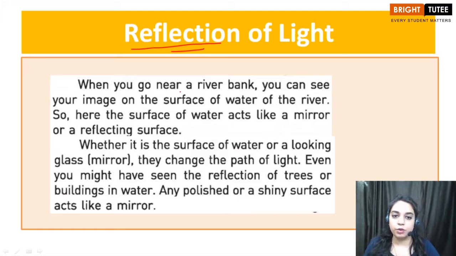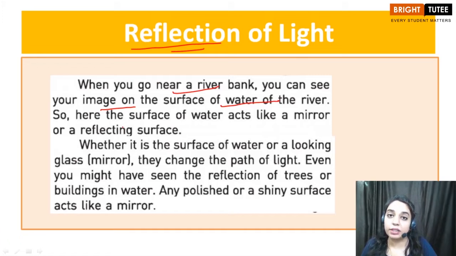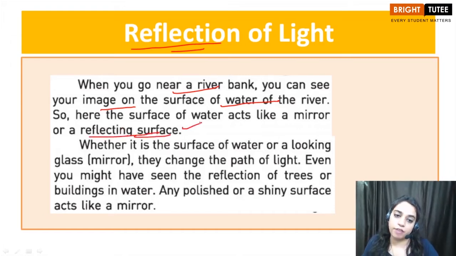So children, when you go near a river bank, you can see your image on the surface of the river. So here the surface of water is acting like a mirror. You are able to see your reflection in water. Why? Because the water is acting like a mirror to you, right? So this water can also be called the reflecting surface here.